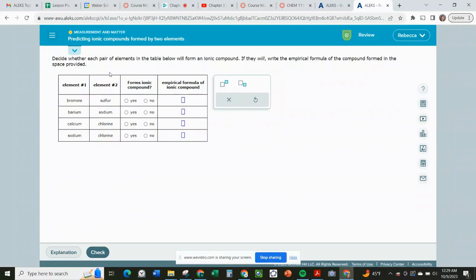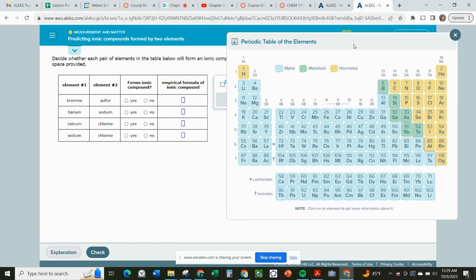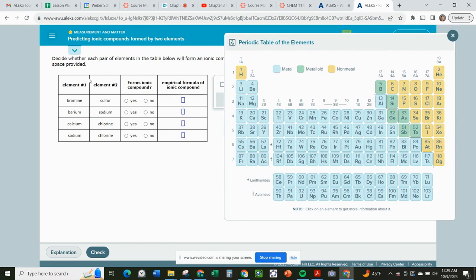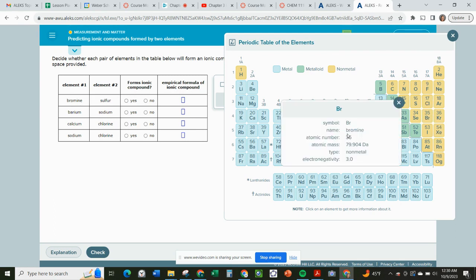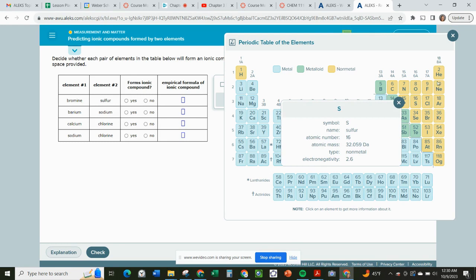Alright, so for predicting ionic compounds formed by two elements, we have to look at the elements, and we will get the periodic table, this Alex periodic table on the test. For an ionic compound we have to have one metal and one nonmetal. Bromine is over here, so that's a nonmetal, and then we have sulfur. Sulfur is a nonmetal, so those will not form an ionic compound. So I just put no.